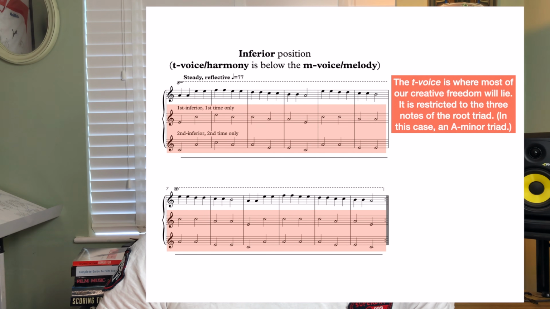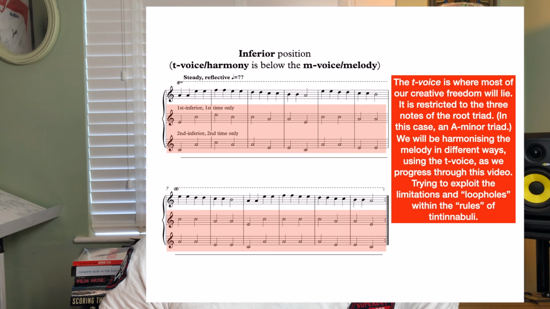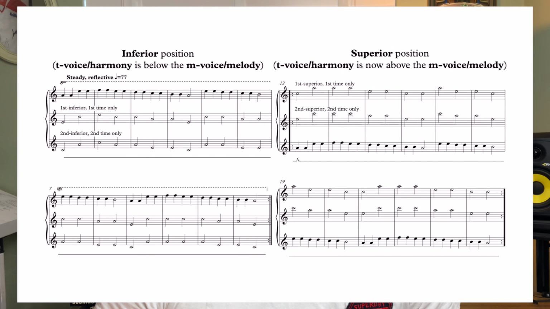Similarly, the Tintinnabuli or T voice is restricted to the notes of the root triad. The T voice is the voice that we will experiment with the most harmonically and contrapuntally. These experimentations will let us expand the creative options available to us when we are using the Tintinnabuli principles. Now that we've revised these two types of voices, we can begin to remind ourselves of how they can interact and relate to one another.